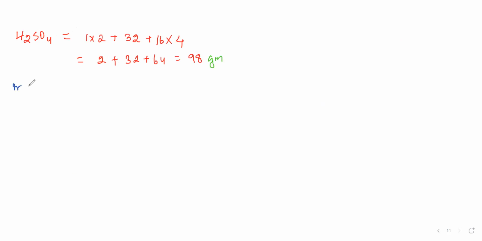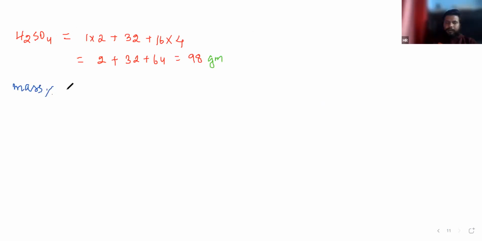Yes, sir. Now mass percent of hydrogen, how much hydrogen is present? 2 gram. In how much H2SO4? 98 gram. We just need to put 98 gram, the molar mass, in the denominator. For percent we need to multiply it by 100, and you can calculate it, 49, and it will be 100 upon 49%.